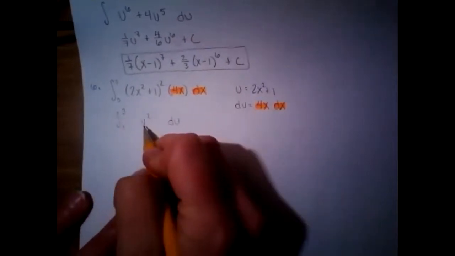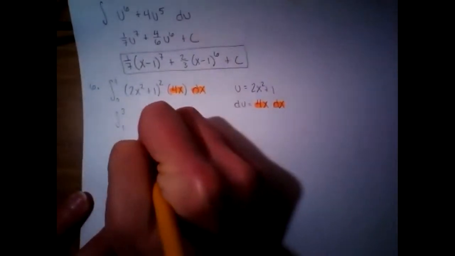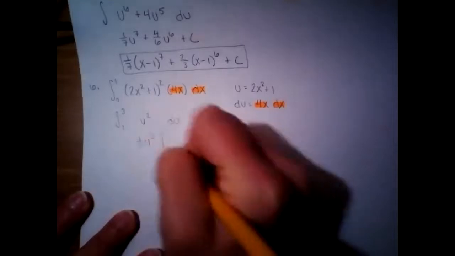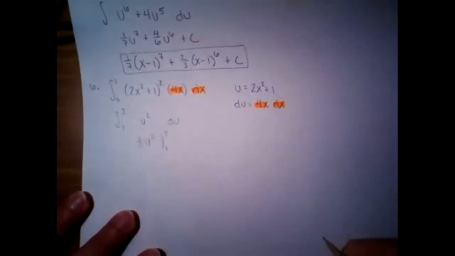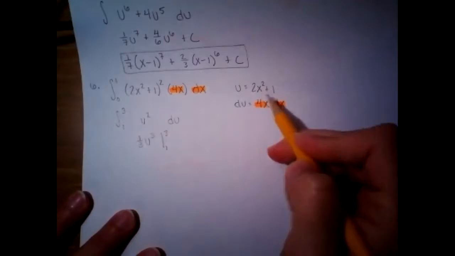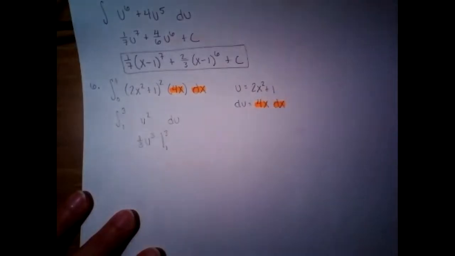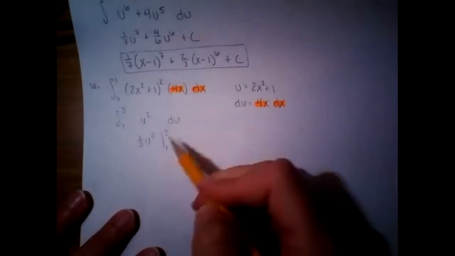So then we're going to do the antiderivative. It is 1/3 u cubed such that 1 to 3. And now since we've adjusted the boundaries, I don't need to plug this back in. You get to skip that step, which like I said, that's less work. So that's kind of nice. You don't have to plug this back in.